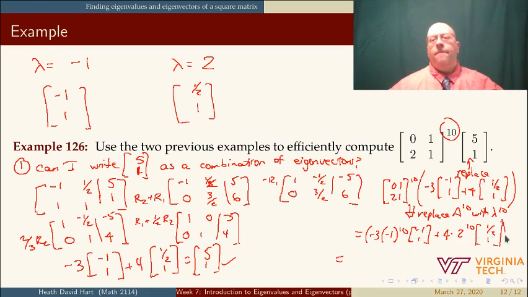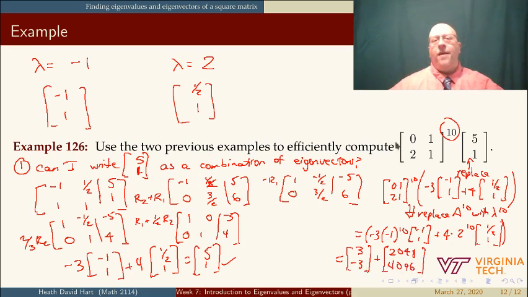All right. So negative 1 to the 10th power is positive 1. Positive 1 times negative 3 is negative 3. And negative 3 times negative 1, 1 is positive 3, negative 3. Over here, the numbers get a little bit bigger. 2 to the 10th is 1,024. And then 4 times 2 to the 10th is 4,096. 4,096 times 1/2 is 2,048, and 4,096 times 1 is 4,096.